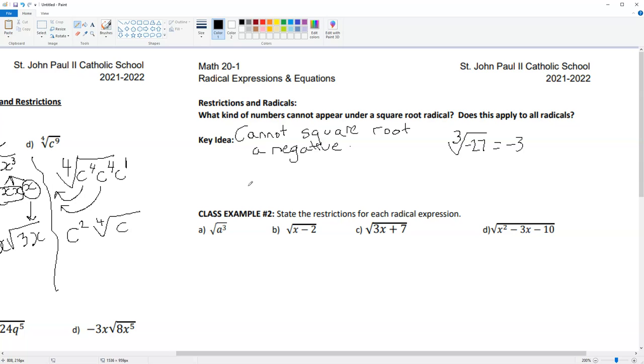Okay, so what we're going to do is state restrictions for each radical. We know they can't be negative. They're allowed to be 0 and they're allowed to be greater than 0. So what we're going to say is that a is greater than or equal to 0. In this case, that means that a is greater than or equal to 0.